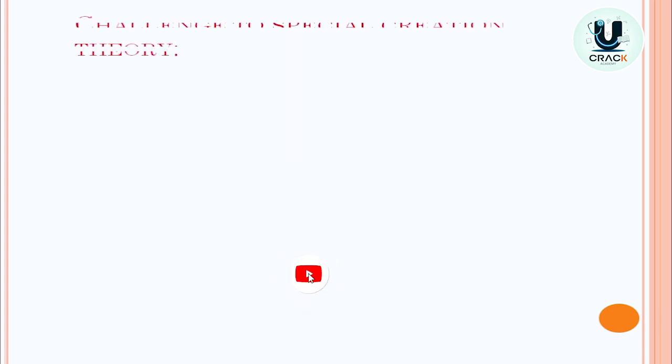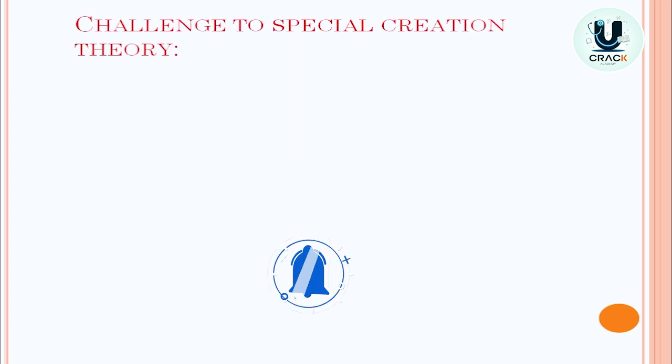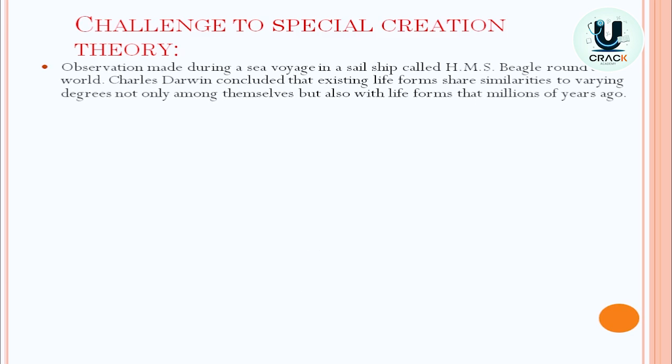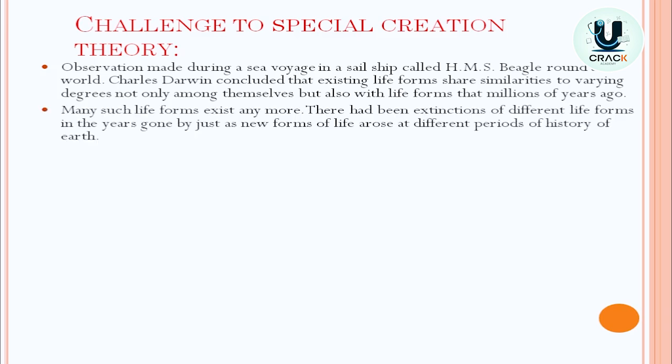Challenge to special creation theory. The first thing is, during a sea voyage in a sail ship called HMS Beagle around the world, Charles Darwin concluded that the variety of life forms was not suited for the millions of years ago. Many such lives do not exist anymore. So there was extinction of different life forms in years gone by, just as new forms of life arose at different periods of the history of earth.